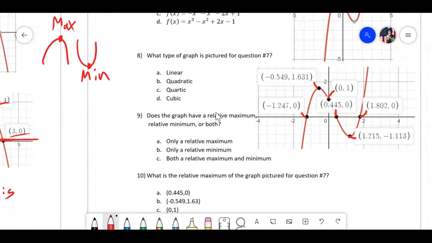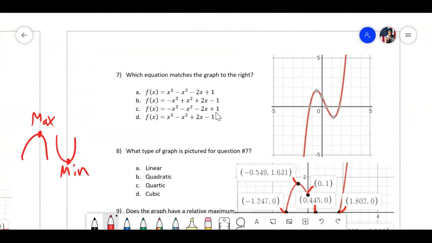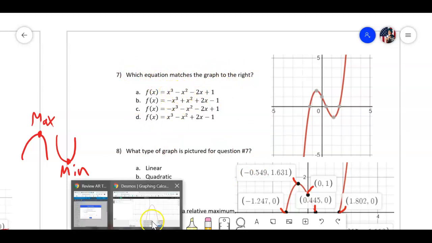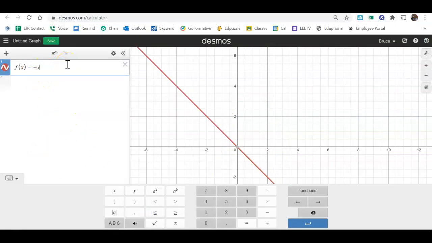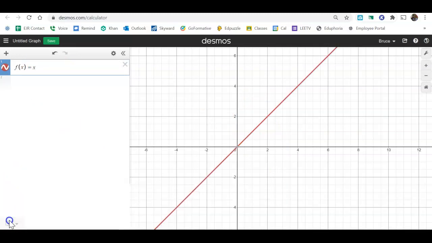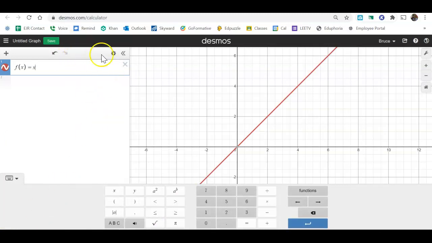All right, over here on number 7. Okay, once again, we need to be graphing. So again, I can check these answers against the graphs that I graph. So which equation matches the graph to the right? All right, let's type this in. X cubed minus x squared minus 2x plus 1. All right, if I want x cubed, I hit x, and then remember down here, you show your keypad to get cubed. You're not going to press squared, you're going to press the one next to it. A to the b power.